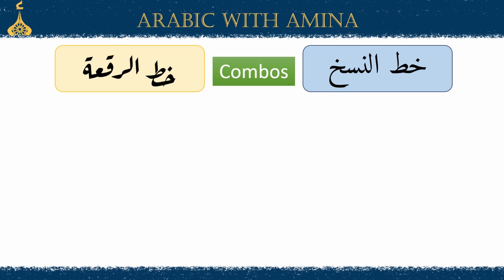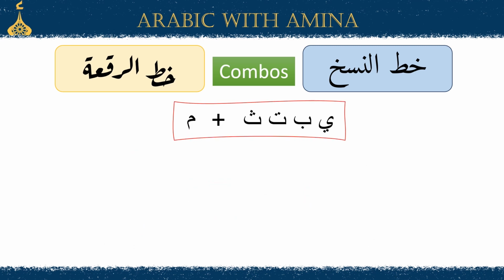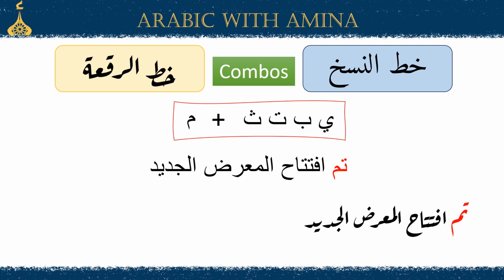Another combo is ya, ba, ta, or tha, followed by the letter mim. So we have this sentence, تم افتتاح المعرض الجديد. And the combination can be seen in the word tam. When writing it in Reqaa, it would look like this. The ta is on top of the mim, and it's as if both letters have fused to become one.